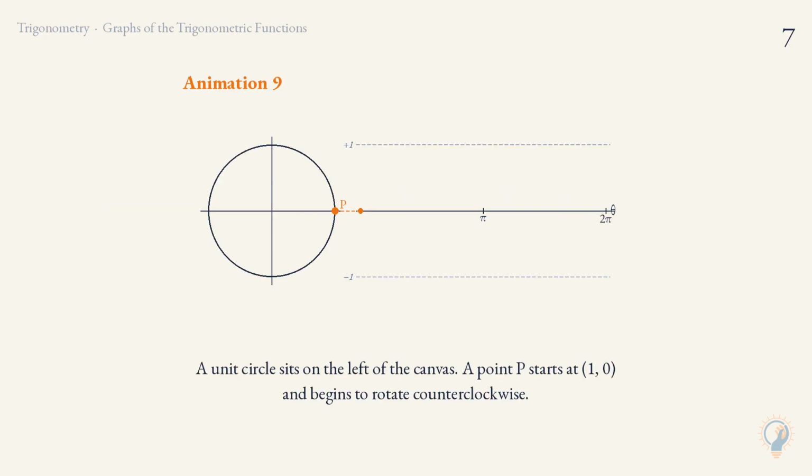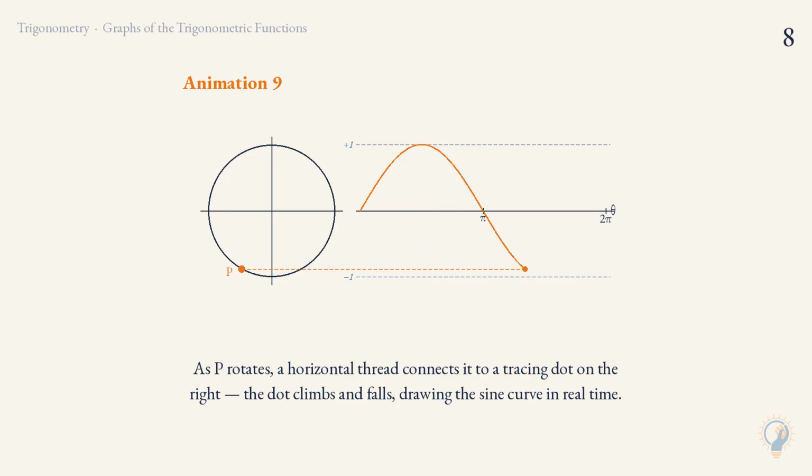Animation 9. A unit circle sits on the left of the canvas. A point P starts at the coordinates 1, 0, and begins to rotate counterclockwise. As P rotates, a horizontal thread connects it to a tracing dot on the right. The dot climbs and falls, drawing the sine curve in real time.